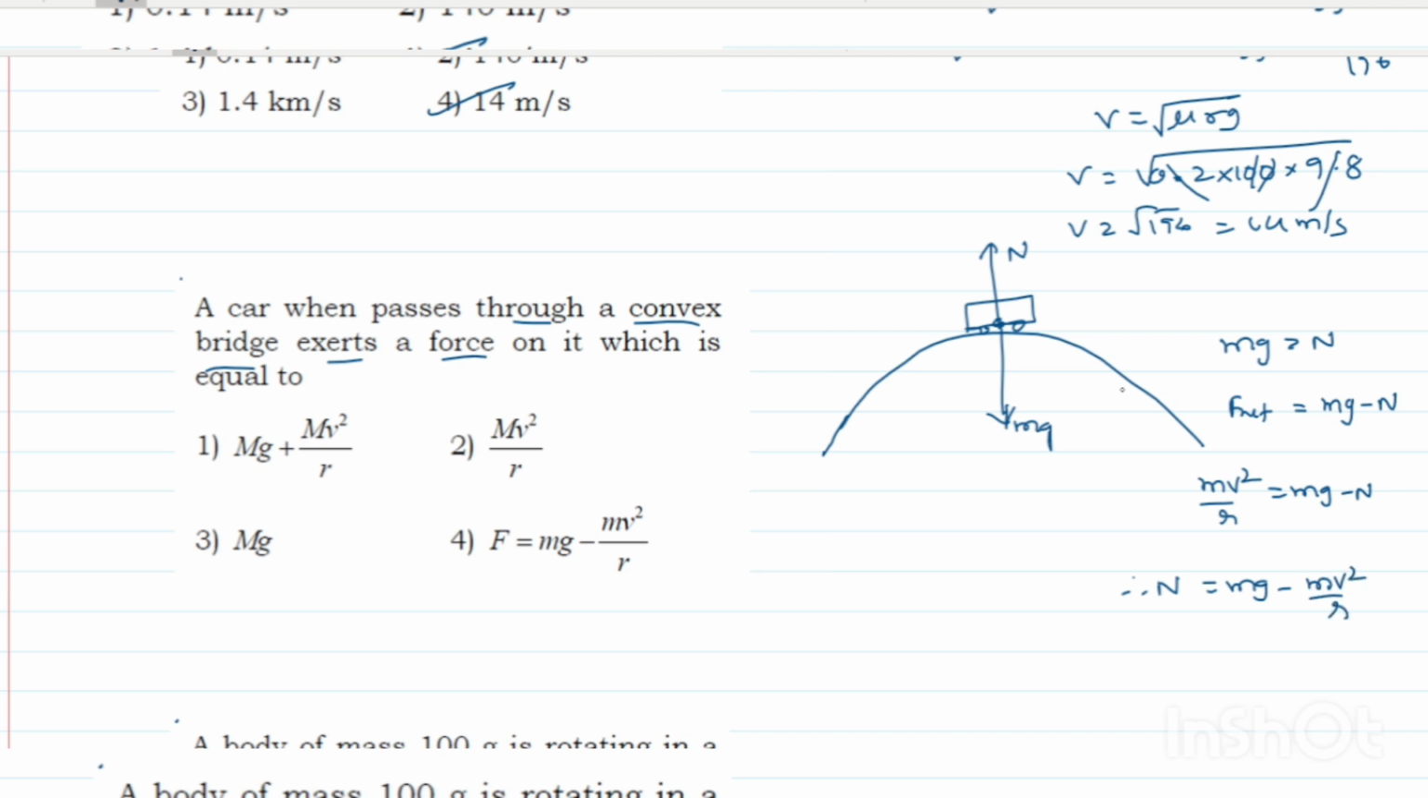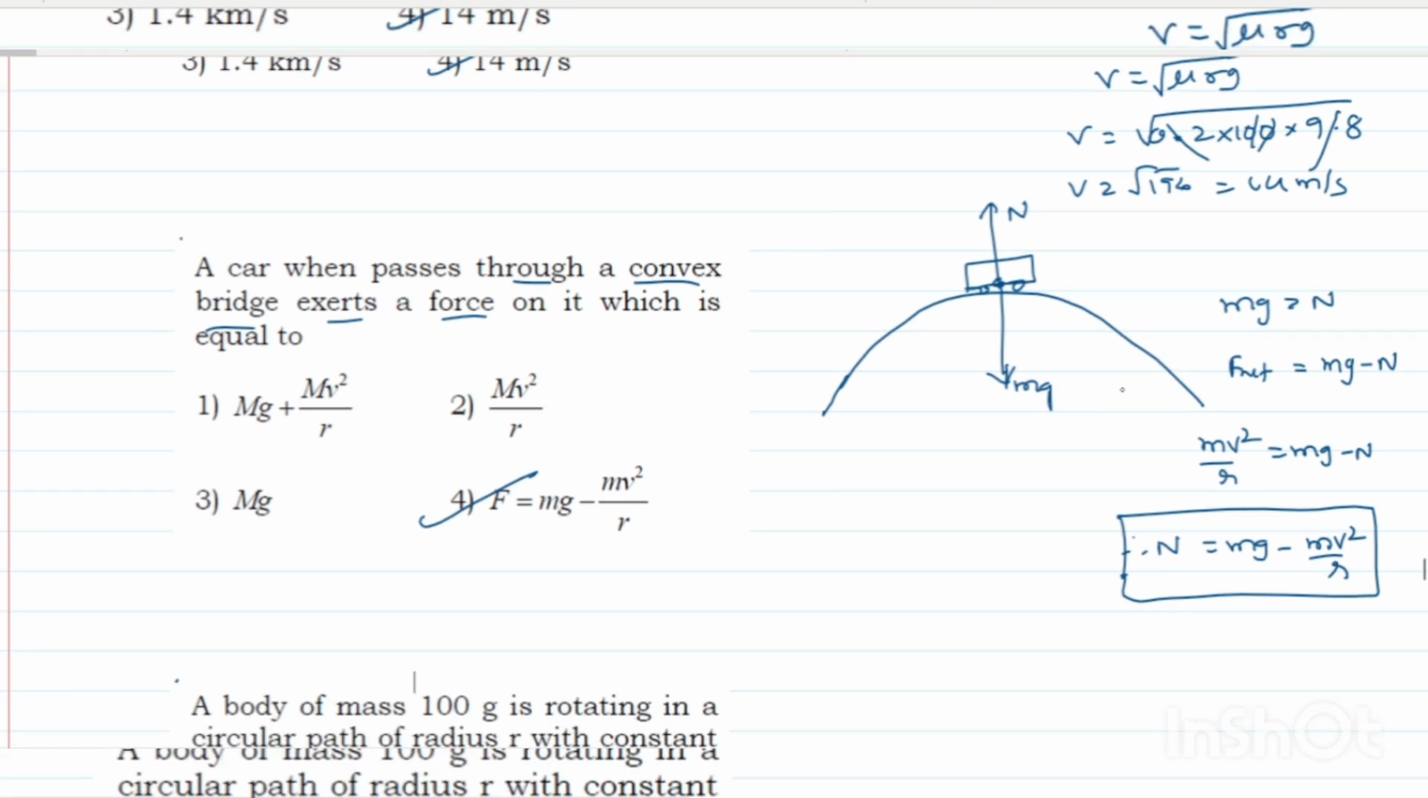Remember, when the car is moving on a bridge, moving towards its center, mg should be greater than the normal reaction. That means the force the bridge exerts is the normal reaction. So N equals mg minus mv square by r. So this is the correct answer.